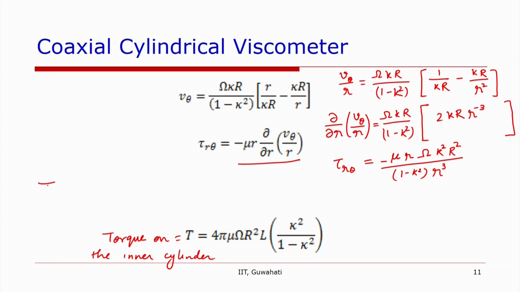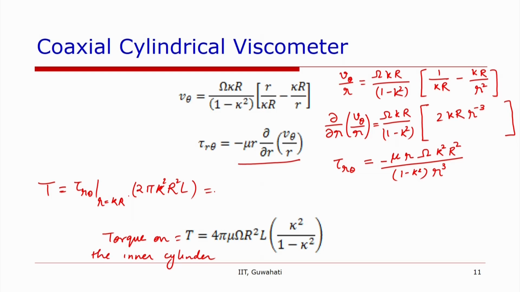So T is equal to force into distance. So this force is tau r theta at the inner cylinder. So tau r theta at r is equal to kappa r into the lateral area of the cylinder, 2 pi kappa r L, which is the area, multiplied by the radius, which is kappa r.